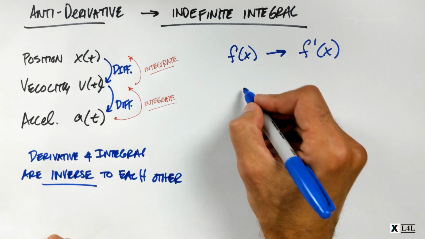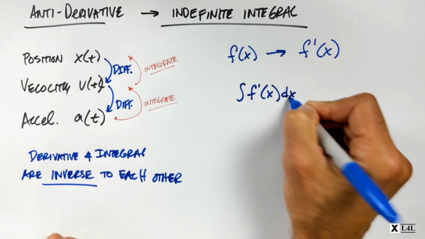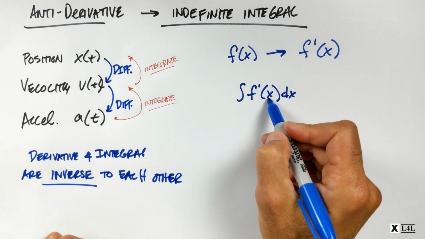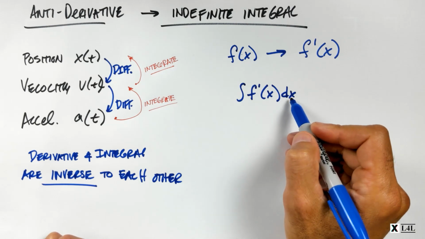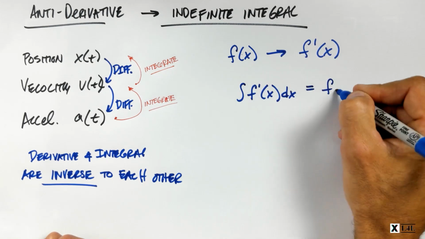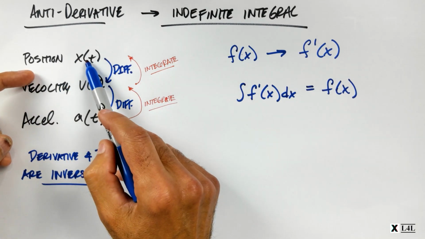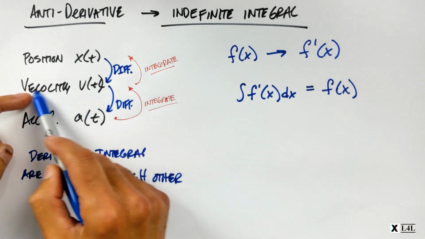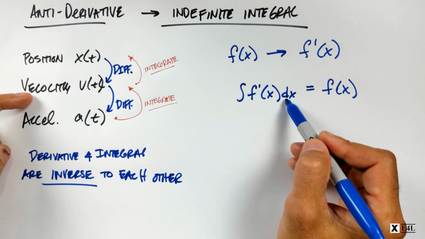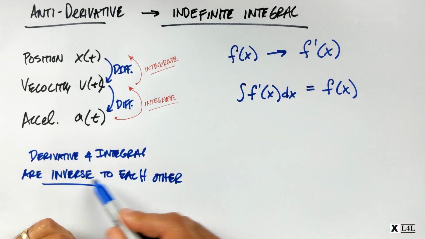Well, if I take the integral of f prime of x, dx, okay, the integral of f prime of x with respect to x, if I integrate this function along x, what I get is the original function. So, like I said over here, if I take the derivative of the position function, f of x, that gives me the velocity function, f prime of x. If I integrate it along x, it's going to give me back the position function. So they undo each other. They are inverse to each other.